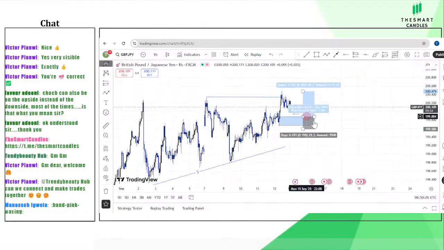And looking at this setup, this is a good setup on the 1 hour, if this zone holds. But if this fails, then what?